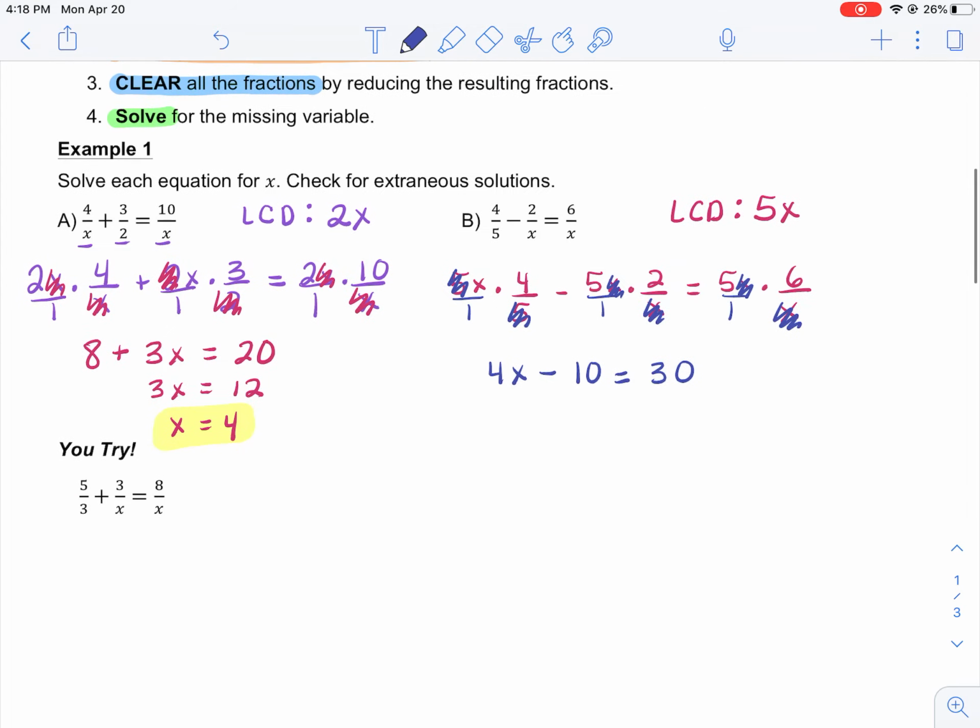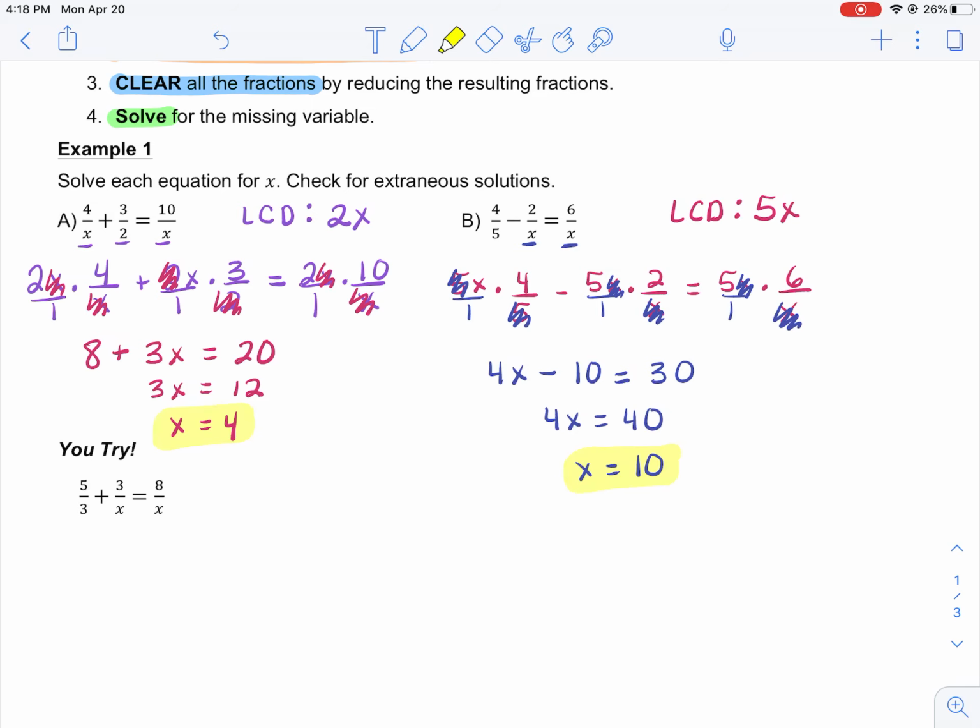And so I cleared the fractions. So now if I add 10 to both sides, I get 4x equals 40. And then if I divide by 4, I get x equals 10. I do a quick check to make sure my denominator is not 0. It's not, and so my answer is x equals 10.